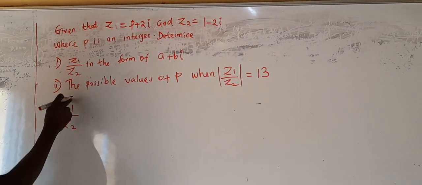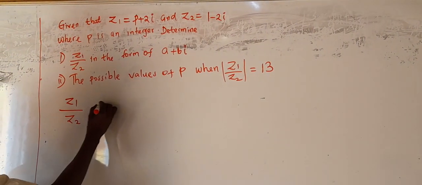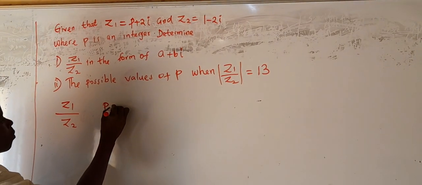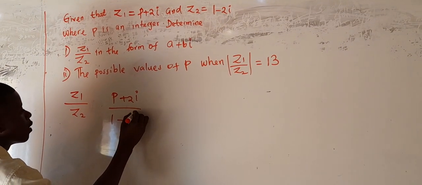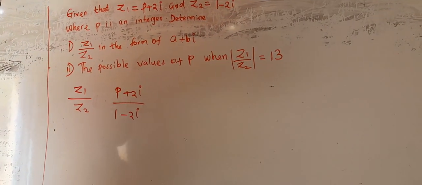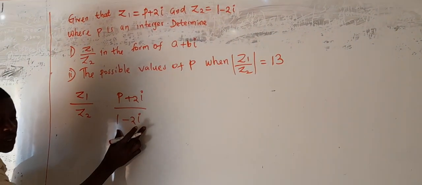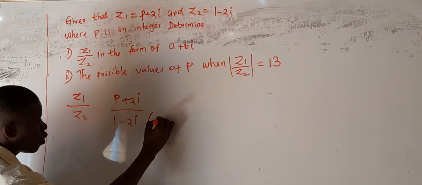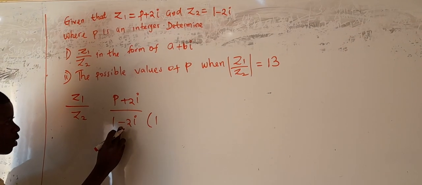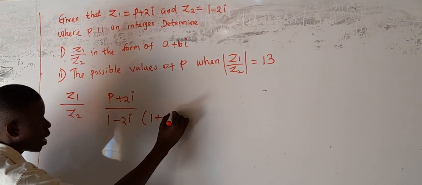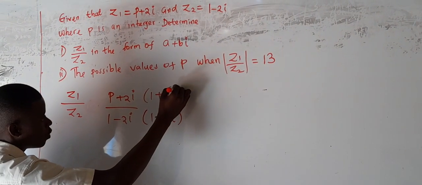Let us divide z1 and z2. So our z1 is p plus 2i, over our z2, which is 1 minus 2i. The first step here, we multiply both the numerator and the denominator by the conjugate of the denominator. So we multiply by 1, but now our conjugate will take the positive sign, so plus 2i, and we multiply both the numerator and the denominator by it.